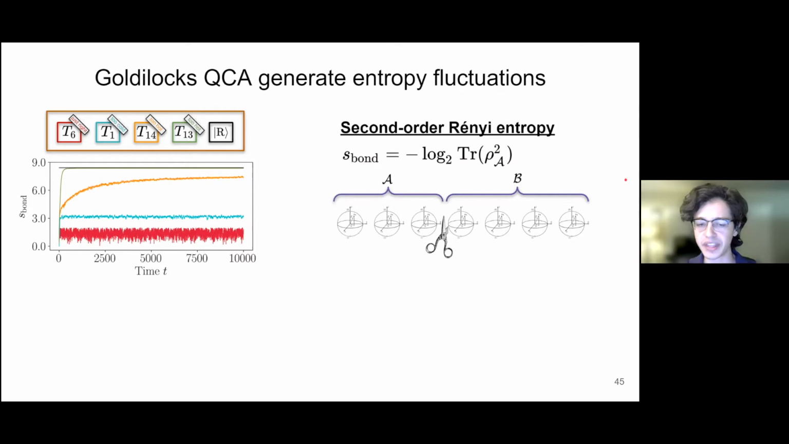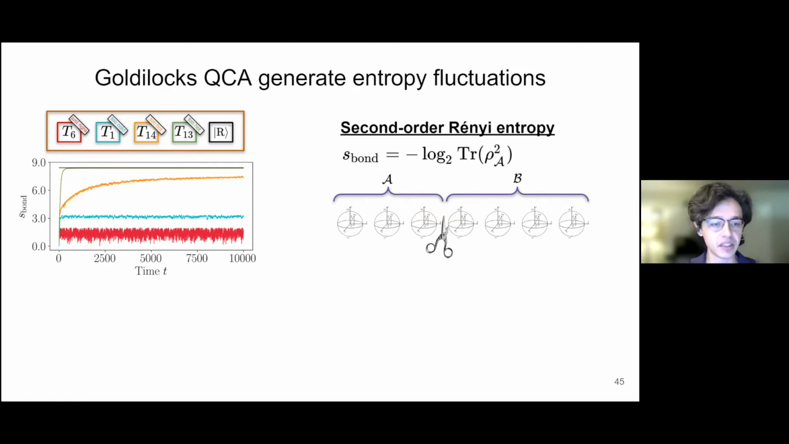So we think of our quantum system cut near the center. And if you calculate the second order Renyi entropy for either of the systems, you'll get the same number. And so we think of this entropy as a property of the bond between the systems, and we'll call it the bond entropy. And for the QCA that I've been talking about, again, we get these results for the bond entropy.